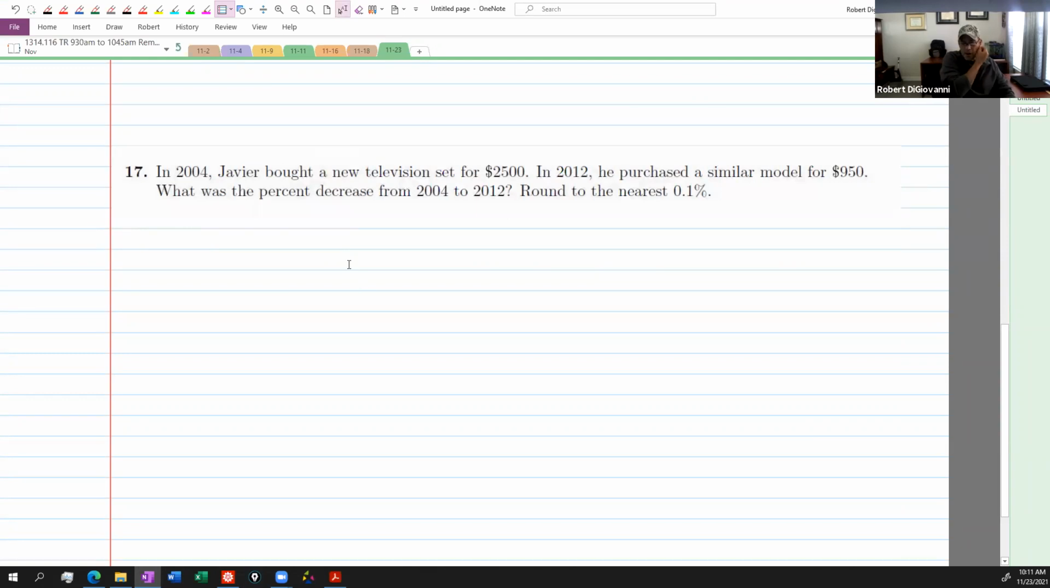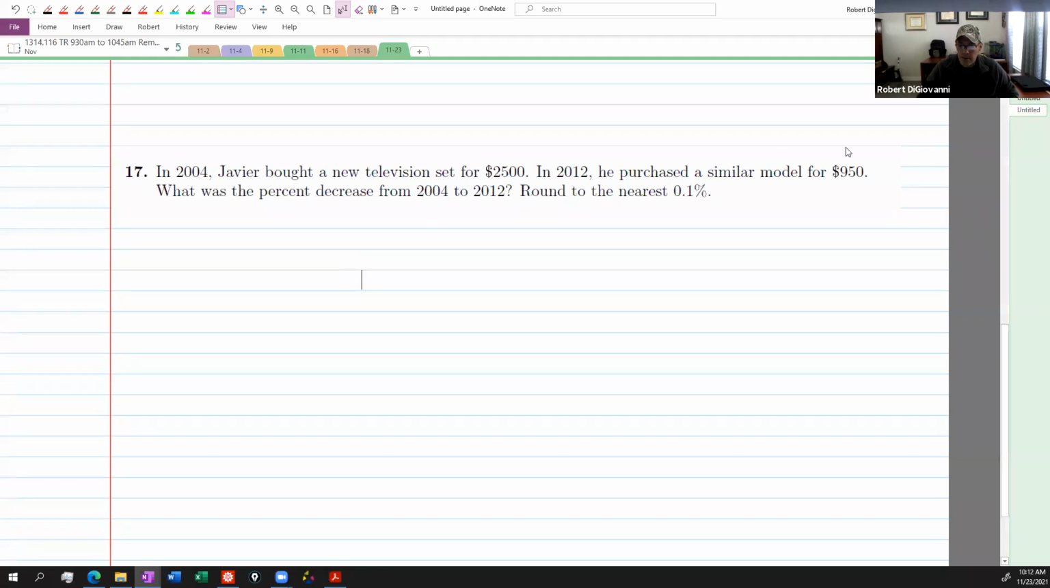All right, in 2004, Javier bought a new television set for $2,500. In 2012, that's a long time ago, he purchased a similar model for $950. What is the percent decrease from 2004 to 2012?